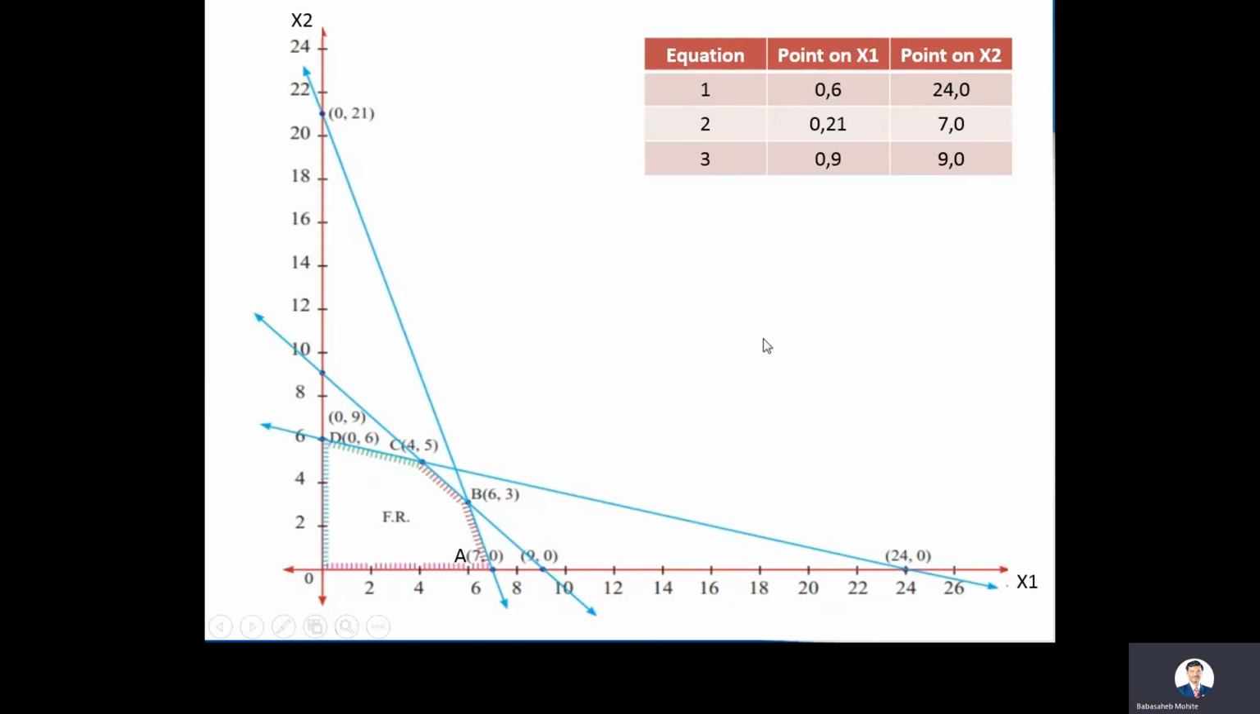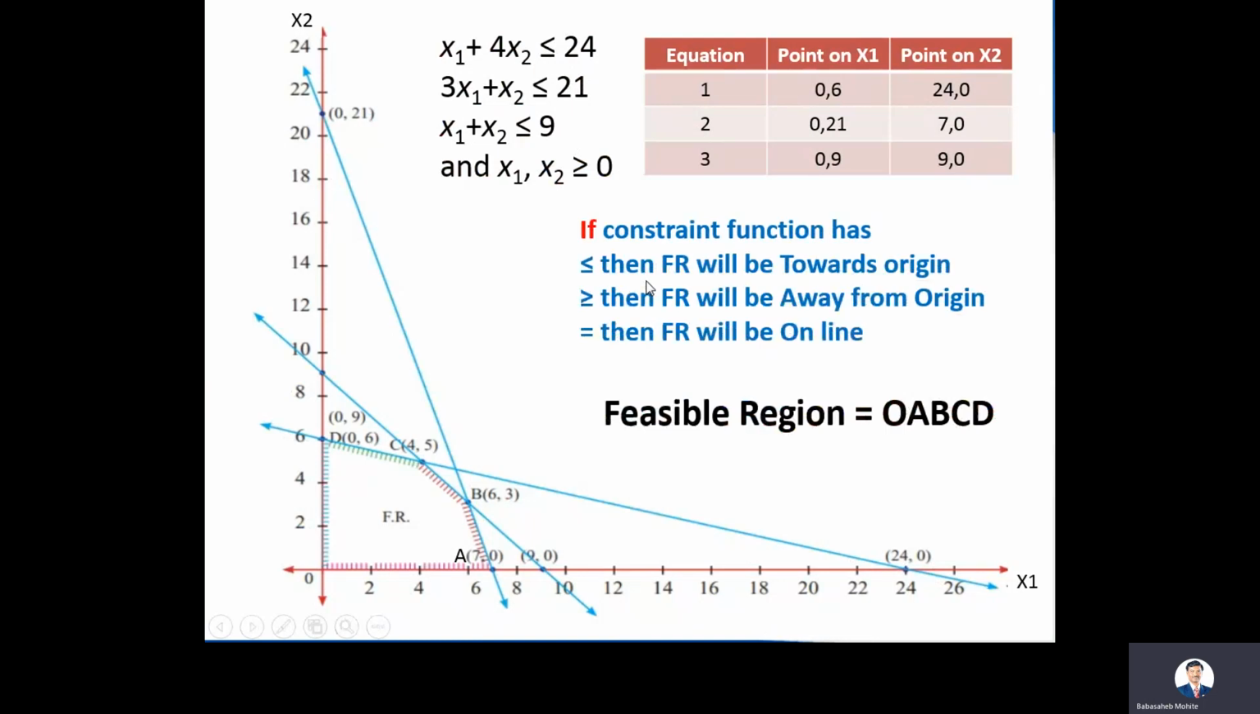Now the second and third point is that you have to identify the feasible region. So how to identify the feasible region? For that, you have to check the constraints given in your example. The first, second and third equations contain less than equal to sign. There is a rule to decide the feasible region. If your constraint function has less than equal to sign, then the feasible region will be toward the origin.